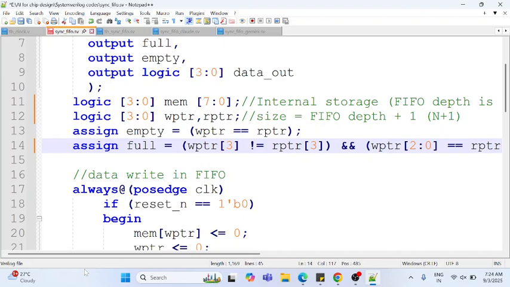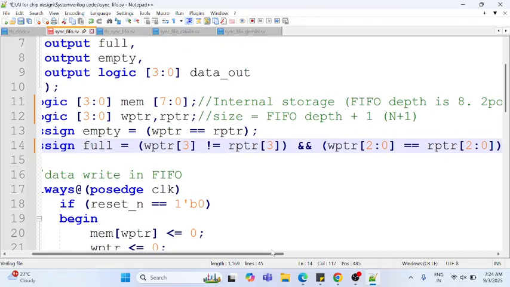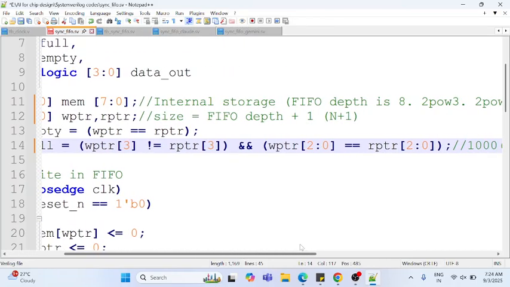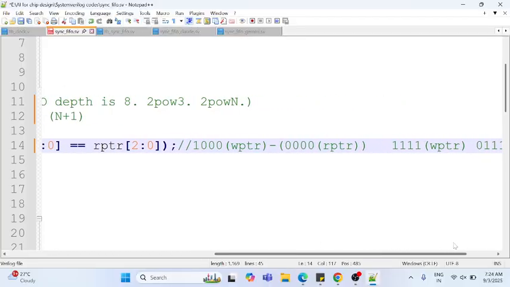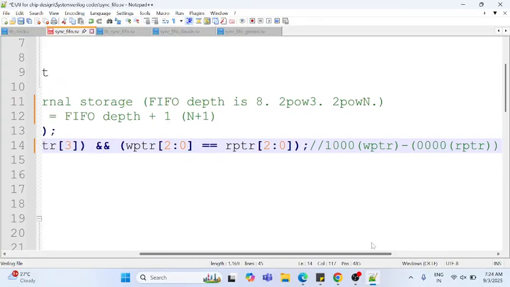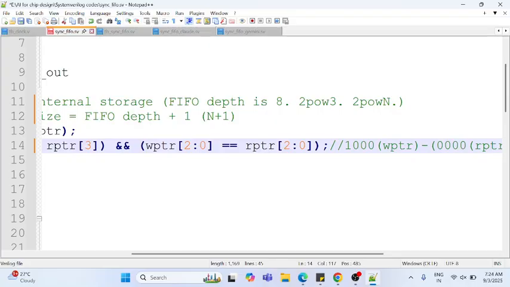If write pointer is 4 and read pointer is 4, that means you have written data in 4 locations and you have read data from all the locations. So in that case, what happens? Now FIFO is empty. You have to write new data. That is the meaning. Full condition means you have written data in all the locations. So that is what this condition represents.